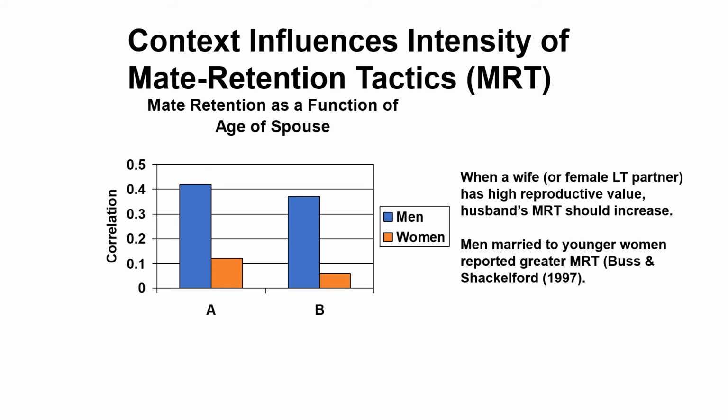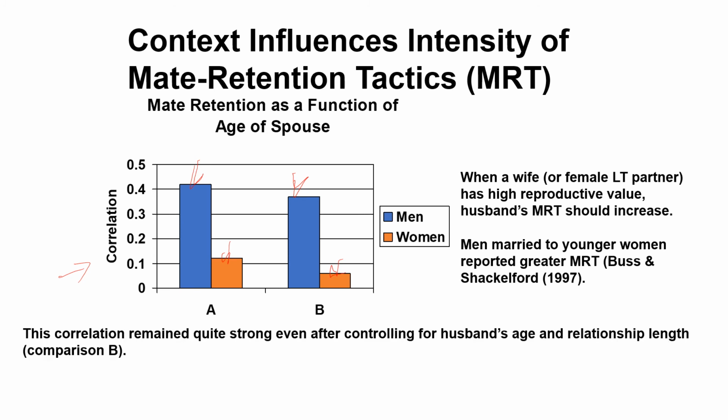And what has been found is men married to younger women report greater mate retention tactics. What you see over here is the age of spouse and the correlation between mate retention tactics and the age of the spouse. And for men, it is much higher than it is for women. The correlation remains strong even after controlling for husband's age and relationship length.